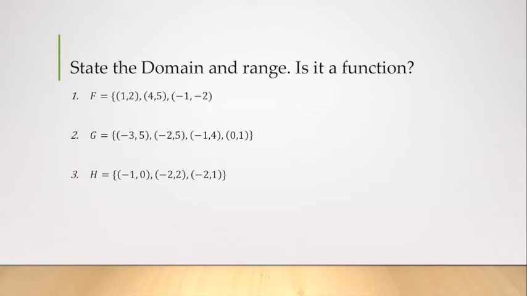So let's go ahead with these three examples and state the domain and range, which we're now going to call the target, and determine whether or not it's a function. So for F, my domain, which I'm going to represent with a D, is the set of numbers 1, 4, and -1. I'm going to go ahead and write those in numerical order. My target, which we used to represent with an R, now we're going to represent with a T, is the numbers -2, 2, and 5.